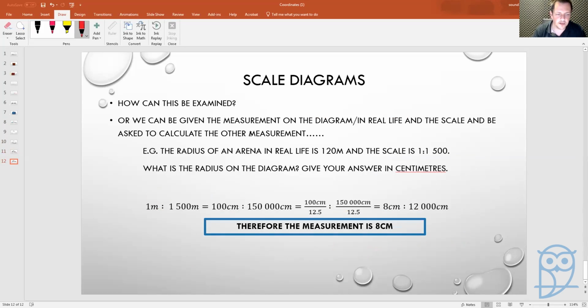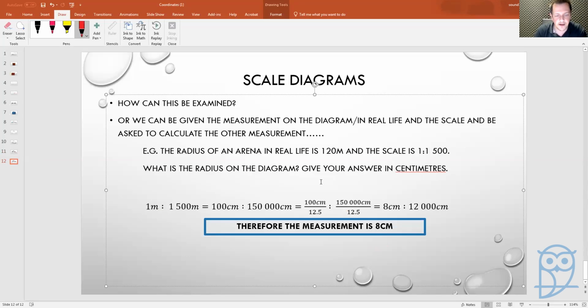And then our last one, we look at the other case. Still, the radius of the arena in real life is 120 meters. My scale is 1 to 1,500. What is the radius on the diagram? Give your answer in centimeters. So I've now chosen to start it in meters. I could have started it in centimeters. It really doesn't matter. I've converted it to centimeters because I've chosen to get it into centimeters at the beginning, not at the end. It doesn't matter for you.